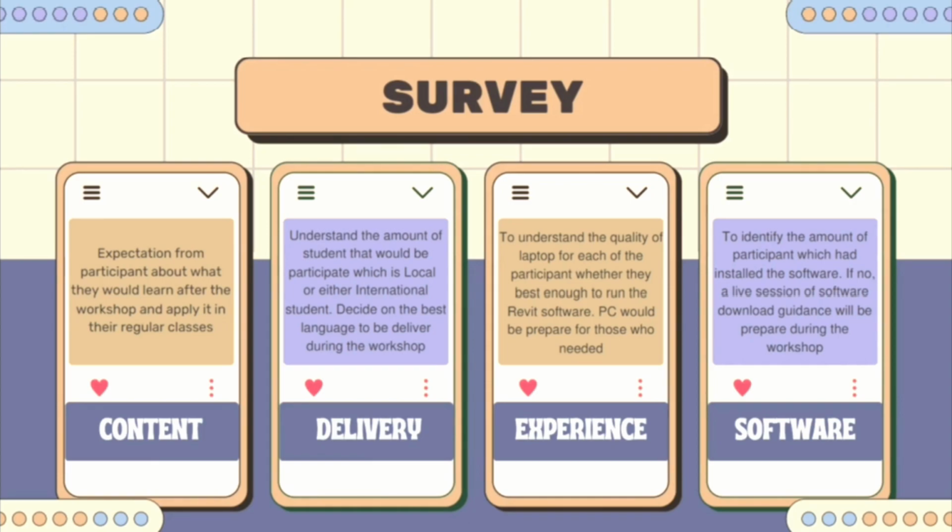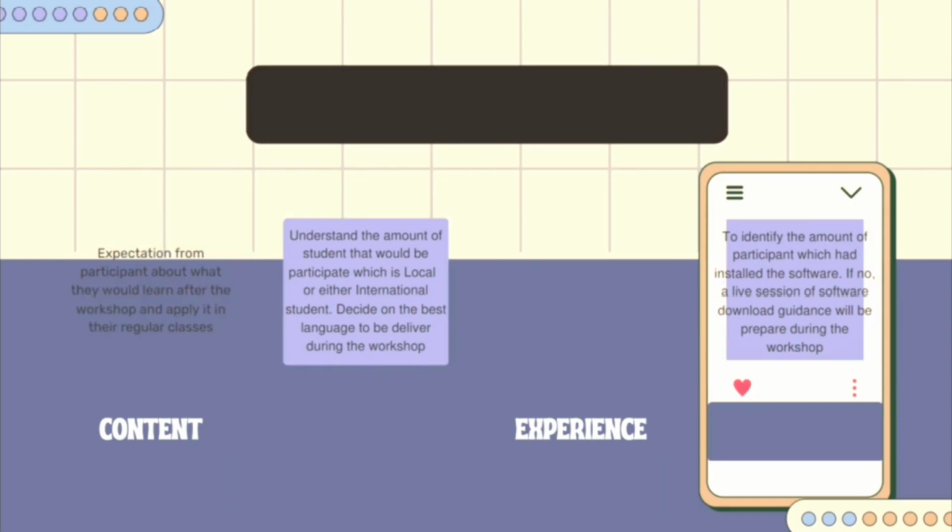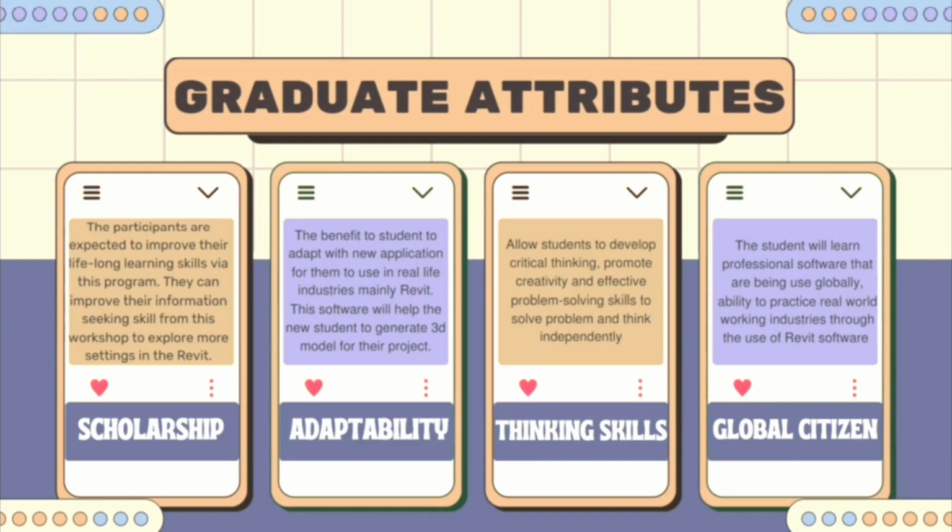The third one is experience, to understand the quality of each of the students' laptops, whether they are good enough to run the RASYID software. And the fourth one will be software, to identify the number of participants who have installed the RASYID software. If not, a live session on how to download the software will be done during the workshop events. And the next will be graduate attribute.